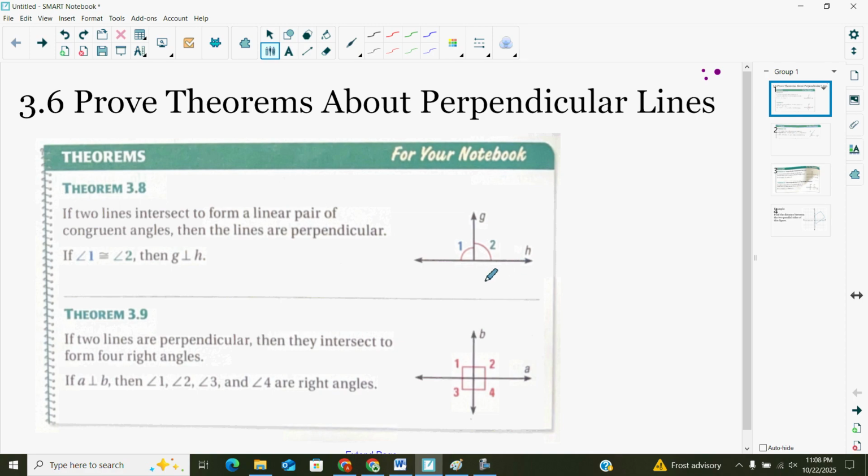And it gives us a little figure over there. And it shows that angles 1 and 2 do intersect to form a linear pair. And this is saying that angle 1 is congruent to angle 2. Then lines G and H have to be perpendicular to one another. Again, kind of makes sense here.